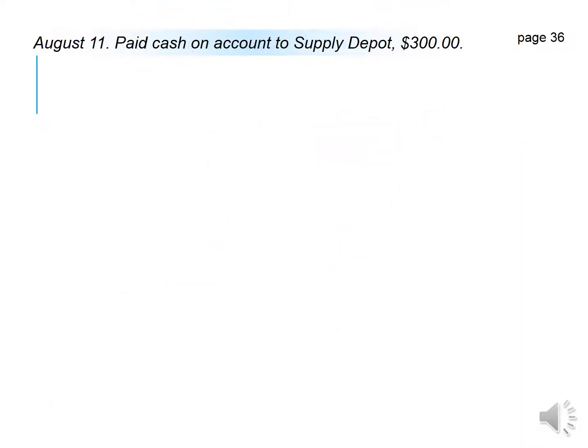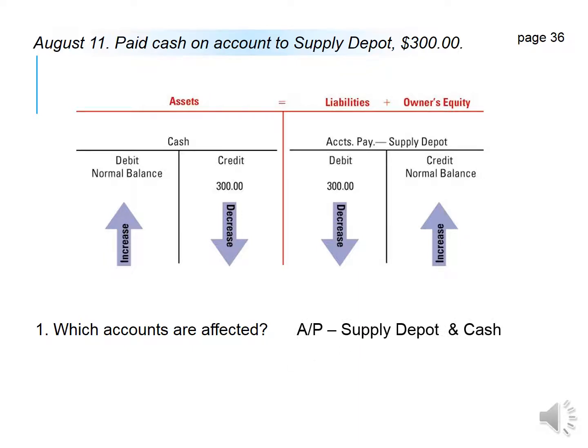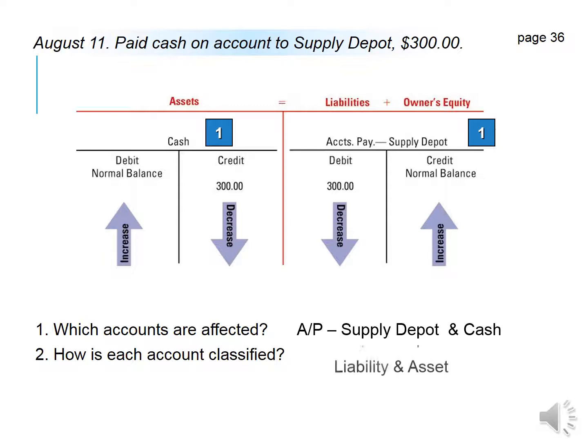August 11th, paid cash on account to Supply Depot, $300. Which accounts are affected? We paid cash, so our cash account is affected, and we paid for it on account. So we know that accounts payable, Supply Depot, will be affected. How is each account classified? We know that our accounts payable, Supply Depot, is a liability and our cash account is an asset.